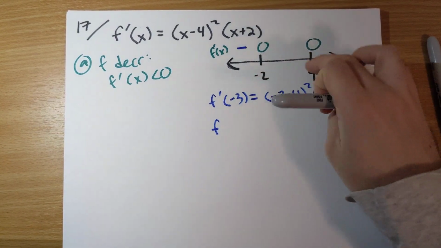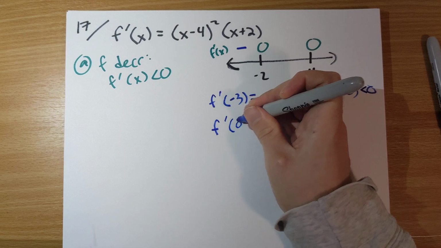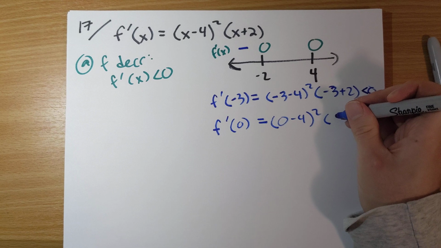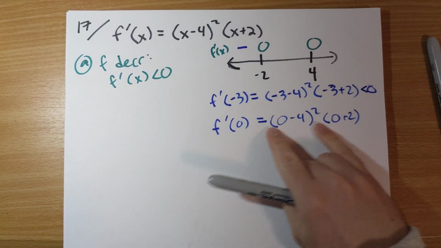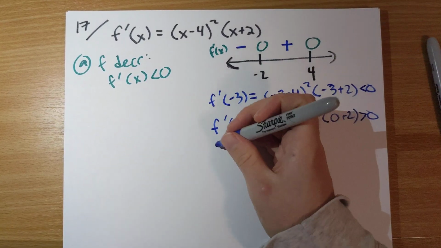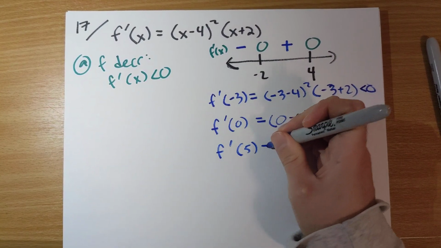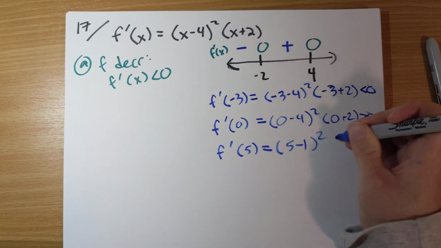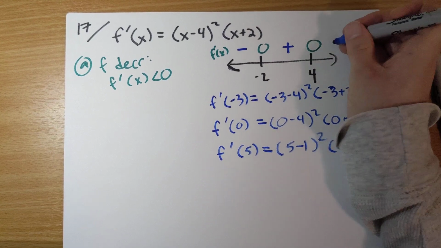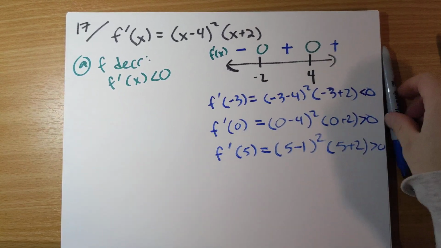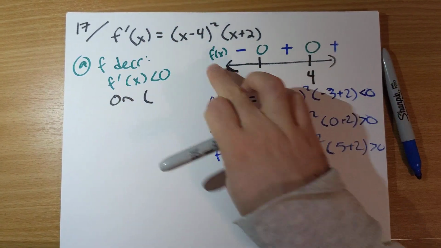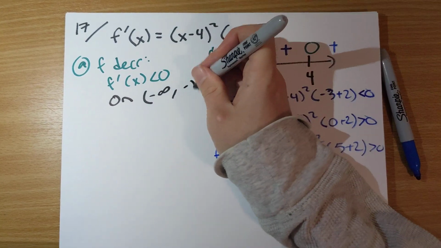Let's check something between -2 and 4, like 0. So this would be (0 minus 4) squared times (0 plus 2). This is positive, this is positive. So that's positive. Now we need to try something bigger than 4, like 5. (5 minus 4) squared times (5 plus 2). This is positive times positive. This is also positive. So where is this decreasing? It's decreasing on the interval from -infinity to -2.